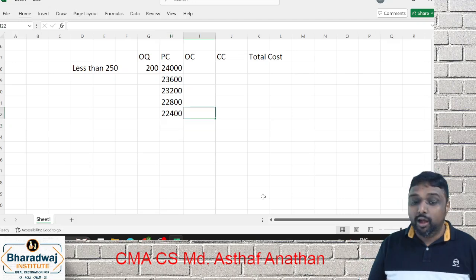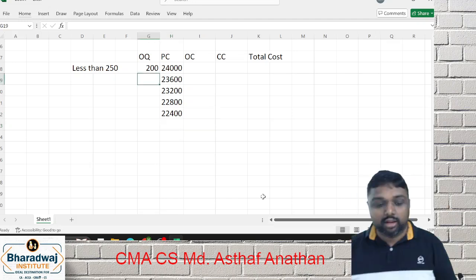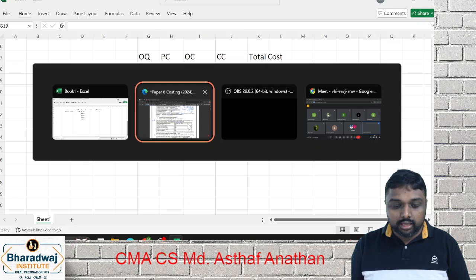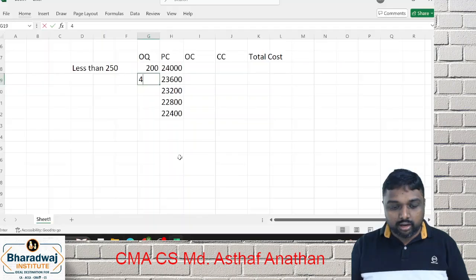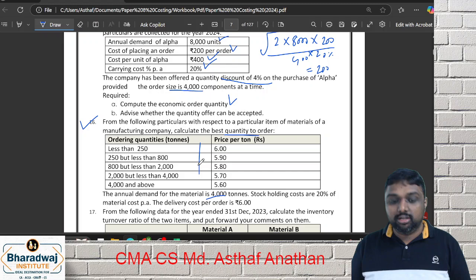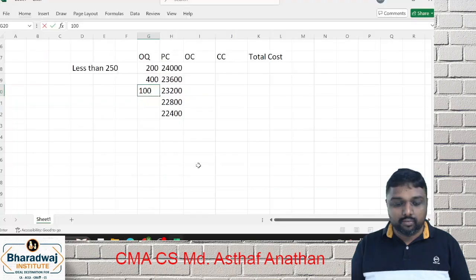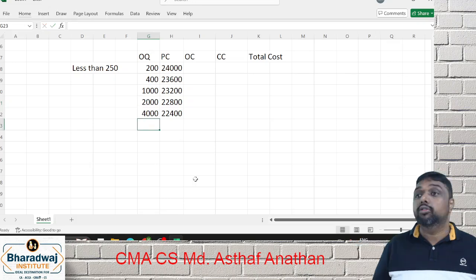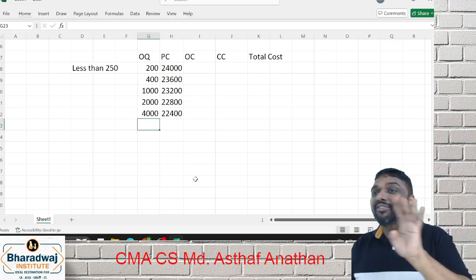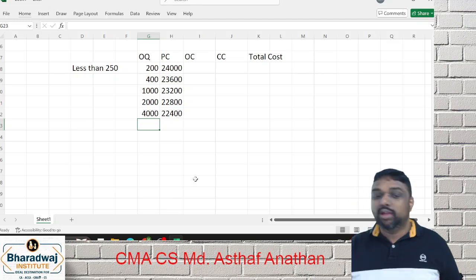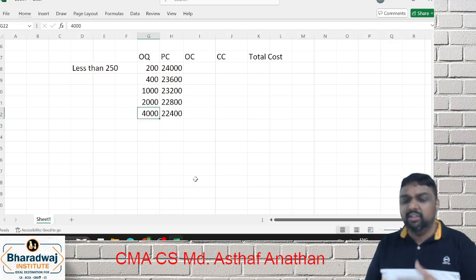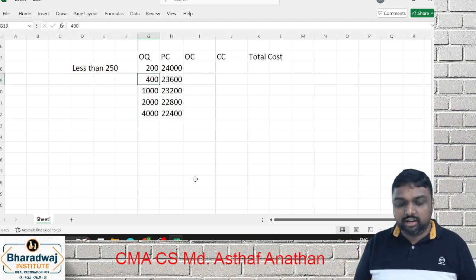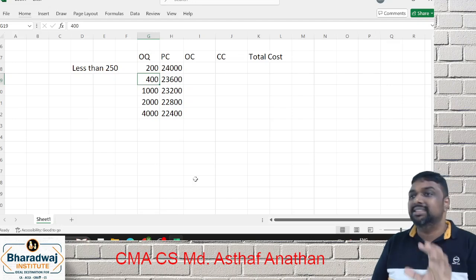Now for ordering cost, you need the order quantity. Here we will take 400. Here we can take 1,000, because I am taking round numbers. Here I will take 2,000, and here 4,000. I don't take anything above 4,000 because the maximum itself is 4,000. Correct? You can take something different; if you take 500, nothing is wrong. Your answer will not go wrong, only the presentation changes.